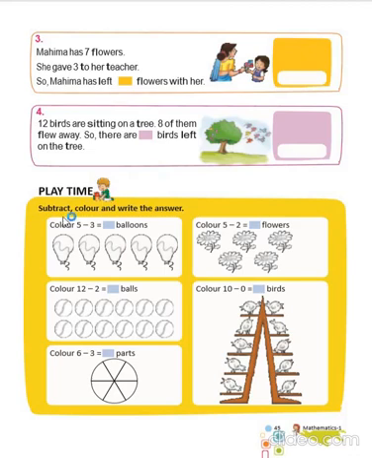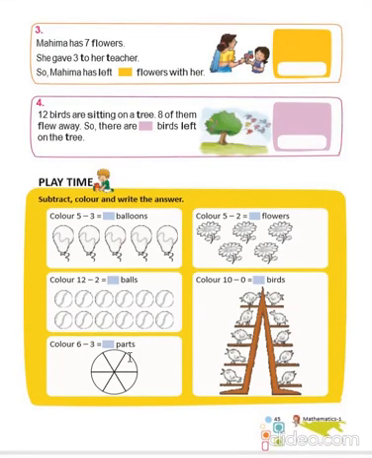Now playtime. Subtract, color and write the answer. If we subtract 3 from 5, what we will get? We will get 2. 5 minus 2 is equal to 3. 12 minus 2 is equal to 10. 10 minus 0 is equal to 10. 6 minus 3 is equal to 3.